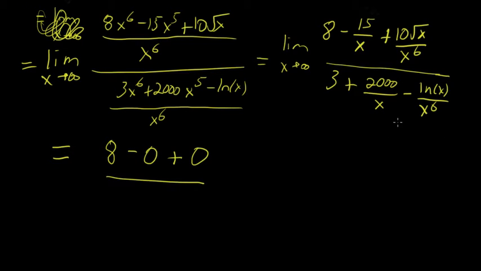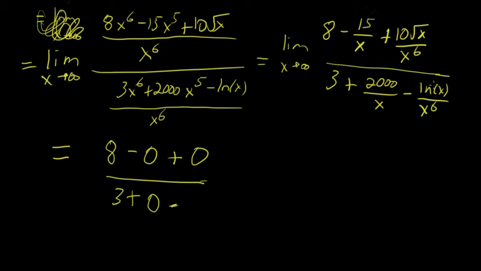Now working in the denominator of this complex fraction, the limit as x tends to infinity of 3 is just 3. It's not dependent on x. And as x gets really big, 2000 over x is going to get closer and closer to 0. 2000 is a big number, but if you divide 2000 by 10 million, that fraction is small. Divide it by 10 billion, and now you're getting even closer to 0.